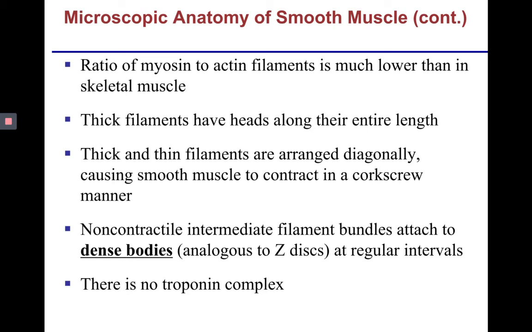And instead of having Z discs, because that would be the end of sarcomeres and we don't have sarcomeres, there are areas where the actin and myosin attach to the smooth muscle at dense bodies. So these are just non-contractile intermediate filament bundles where the actin and myosin attach together. And there's no troponin complex.